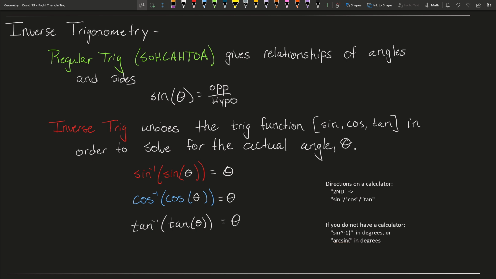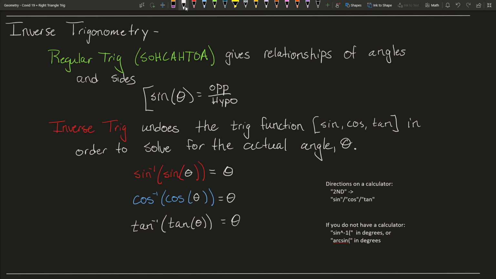sine is just a ratio of sides. So sine of some angle is the ratio of opposite and hypotenuse. It gives a relationship of an angle and sides. And the same thing is true for cosine and tangent. Okay, so our regular trig, just to repeat, gives ratios of different sides given a certain angle. All we've dealt with so far is sine of an angle is a ratio of two sides, or cosine of an angle is the ratio of two sides, or tangent, and so on.